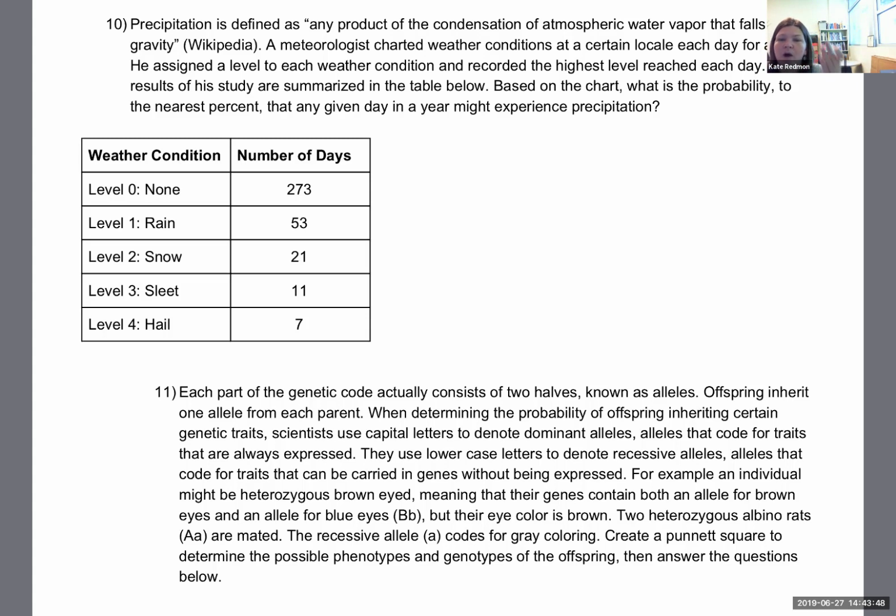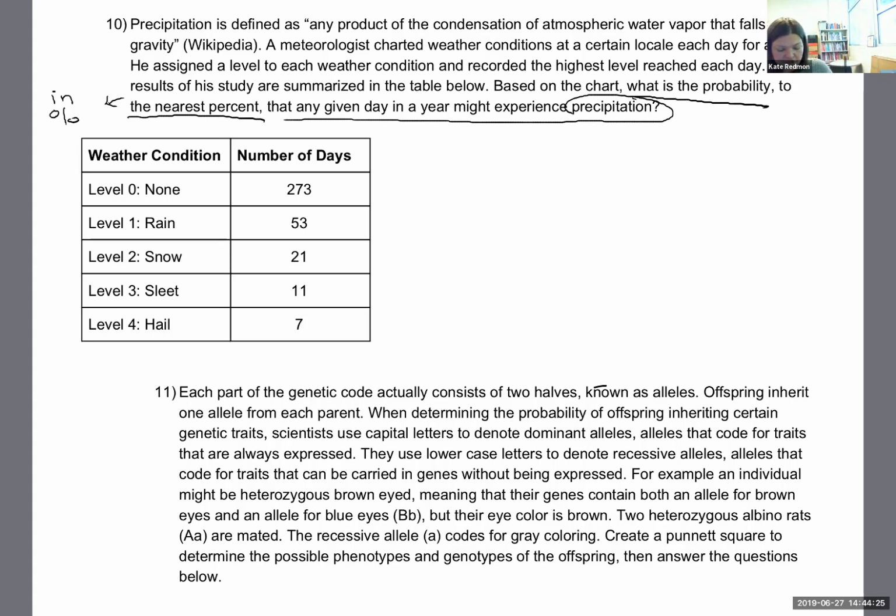And this is why probability comes up on the science test, because when you do a science experiment, it's really useful to know the likelihood that something is going to happen. That could be part of the results of your science experiment. Okay, so we're looking for the probability. What is the probability to the nearest percent? So we have a clue that they'd like it in percents, that any given day in a year might experience precipitation. So we're looking for the probability of precipitation, which means that we win if we have precipitation.